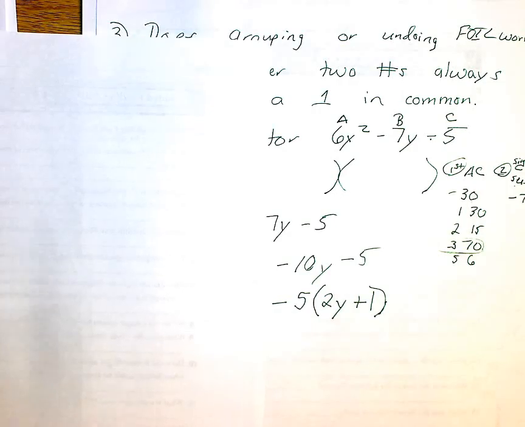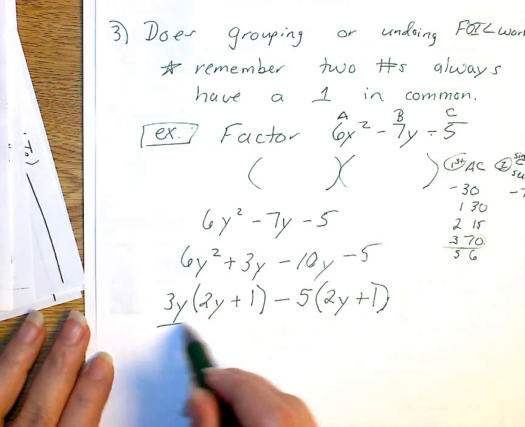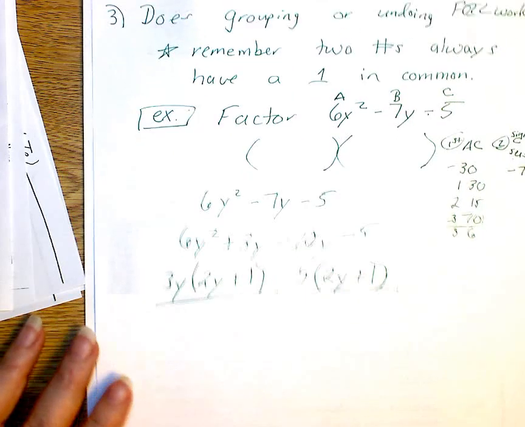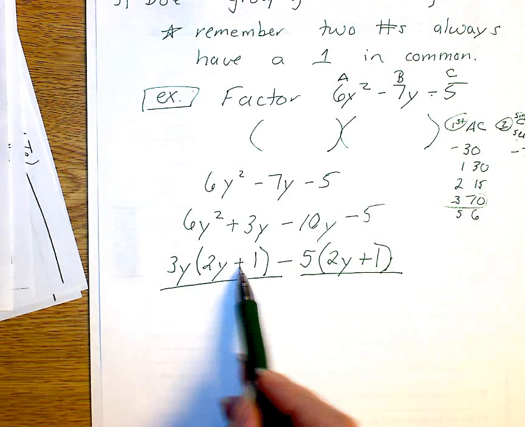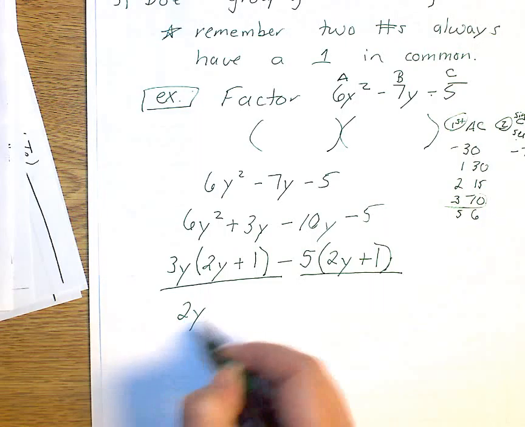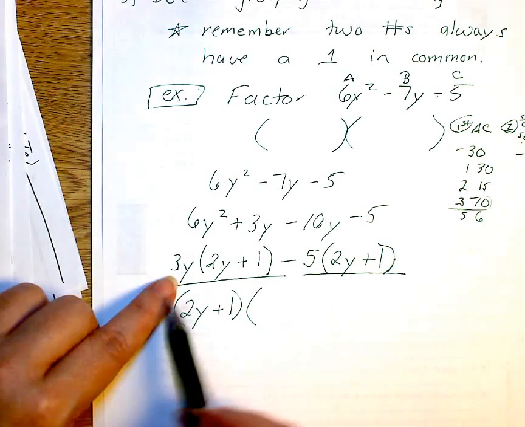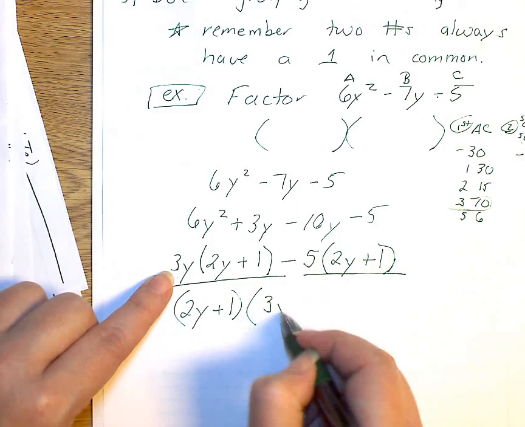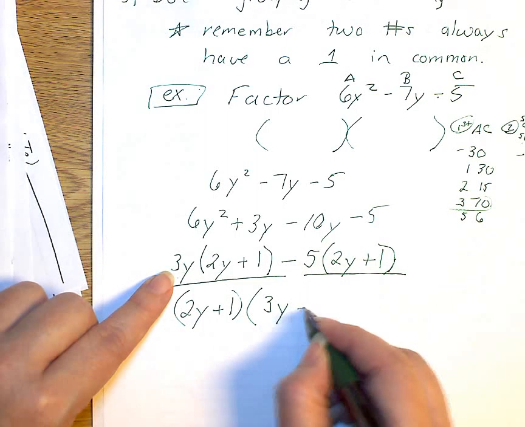Now, remember that this is a term and this is a term. So my last step is to see what do these terms have in common. 2y plus 1. So they have 2y plus 1 in common. What is left in this one? 3y. What is left in this one? Negative 5.